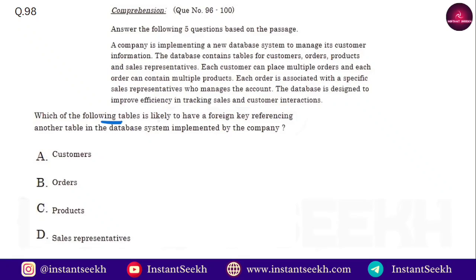Which of the following tables is likely to have a foreign key referencing another table in the database implemented by the company? So it is asking for the reference. If you see, each order is associated with a specific sales representative who manages the account. You need to read this line. The order table is likely to have a foreign key because it typically references other tables in the database, such as customer, products, and even sales representative. So your order table will have foreign keys referencing the other tables as well.